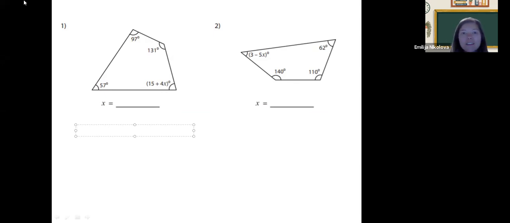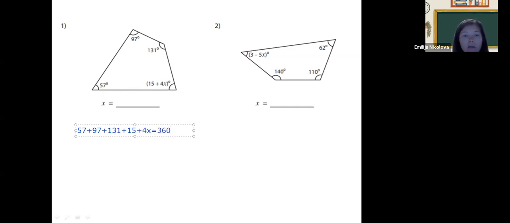It's easy, this one. So we know that the sum of all the angles is 360 degrees. So what should I do? I just need to add all the angles. The first angle I can put 57, plus the second angle is 97 degrees. The third angle is 131, and the fourth one is 15 plus 4x. So we should find how much x is in order to find the last angle.